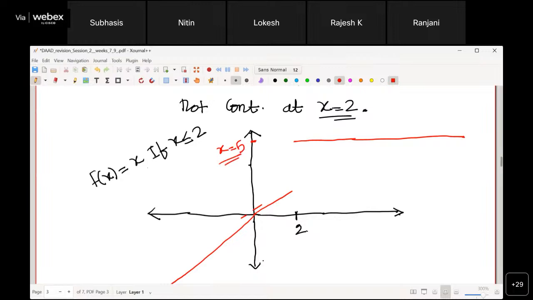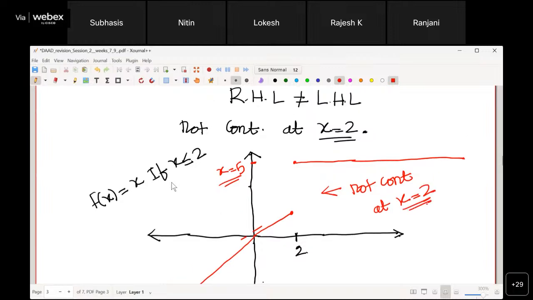So you can clearly see there is a discontinuity in the graph as well. At x equal to 2, this is 2, and afterwards the graph starts with 5. So clearly there is a discontinuity in this graph itself. So from the graph itself, I can say that my function is not continuous at x equal to 2. I'm just extrapolating that.